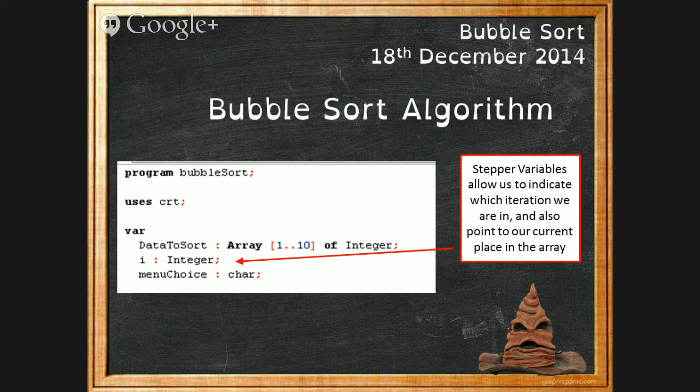The whole point of stepper variables is that they allow us to indicate which loop we're on, or they can point to which place in the array we're at, because it allows us to step through either the array or step through the iterations.